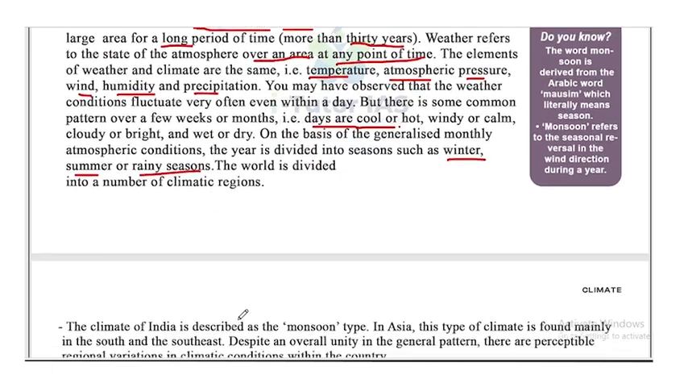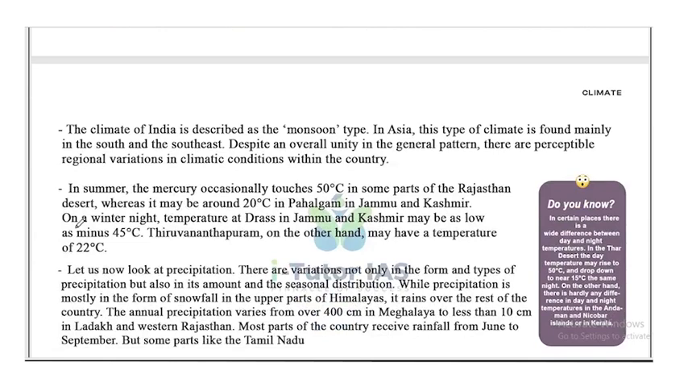Now, we already discussed the climatic type of India. What is the climate of India? It's the monsoon type. In Asia, this type of climate is found mainly in the south and the southeast. Despite an overall unity in the general pattern, there are perceptible regional variations in climatic conditions within the country.